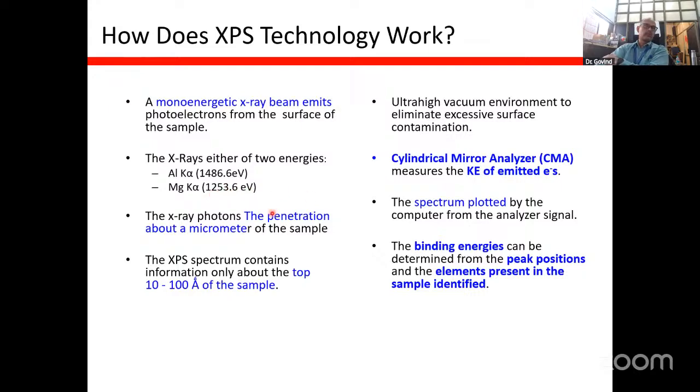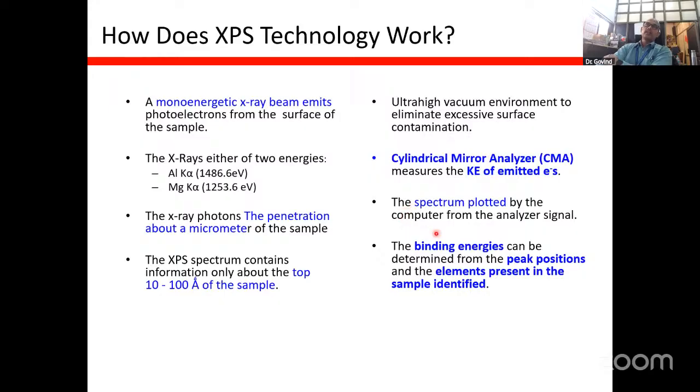Now, this X-ray penetrates about a certain micrometer. However, we get more useful information from the surface, within 10 to 100 angstrom of that particular sample surface. We require an ultra-high vacuum environment to eliminate excessive surface contamination. And there is a cylindrical mirror analyzer which measures the kinetic energy of the emitted electrons. That's why the cylindrical mirror analyzer is an important part of the X-ray system.